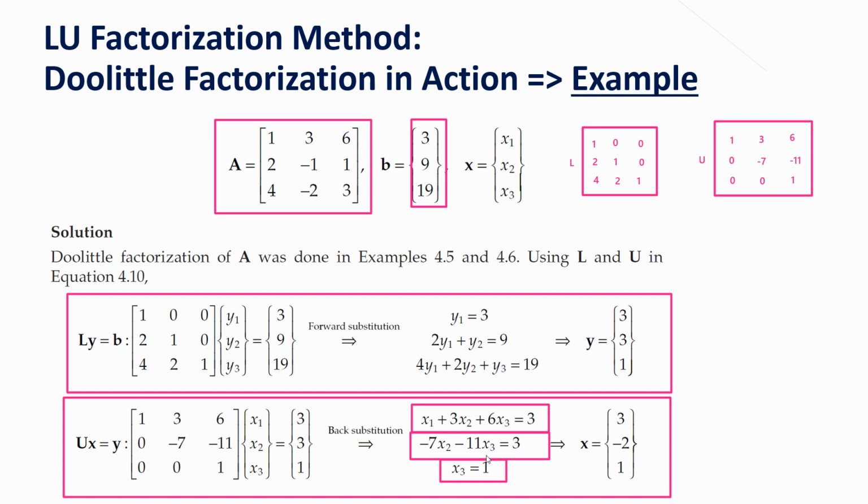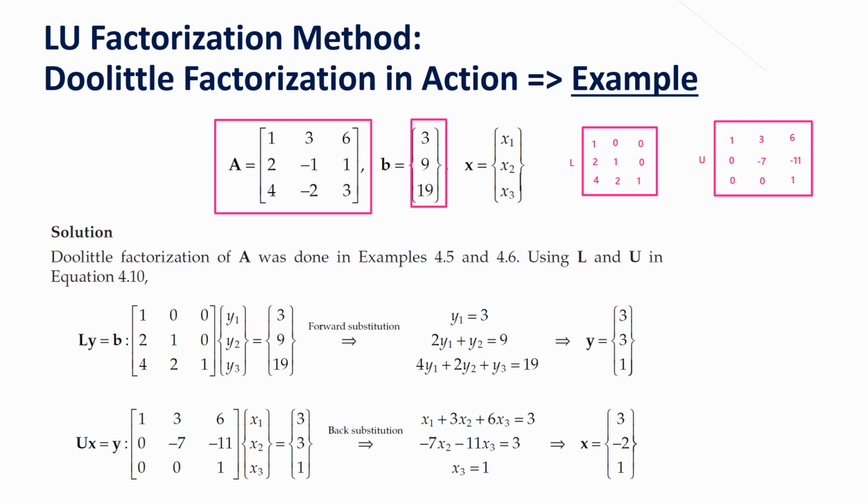becomes 14, minus 7x2 is equal to 14, so x2 is equal to minus 2. Then you substitute it back to the first equation, you will get x1 equals 3. Okay, then you can finally solve the equations, where you got the values x1 equal to 3, x2 equals minus 2, and x3 equals 1.